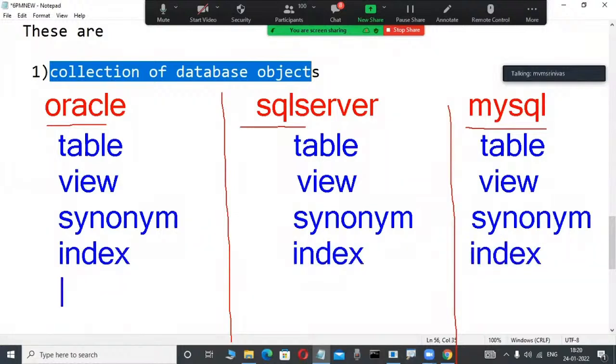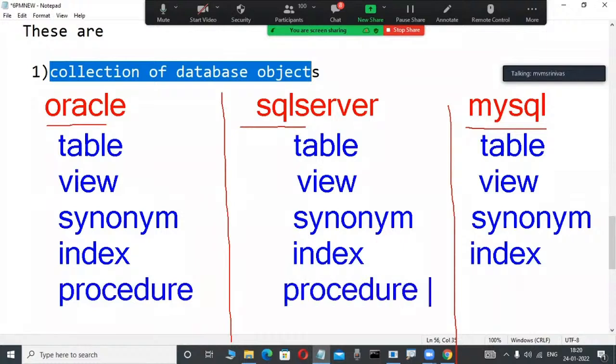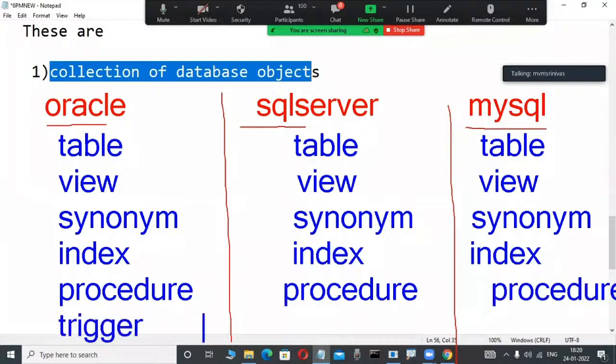Some terminology, big concepts only. A procedure is there. Here also a procedure is available, and here also. A trigger is there, a database object. Here also a trigger is there. That's why relational databases, relational data model products, contain three components. But what is the first component? A collection of objects.